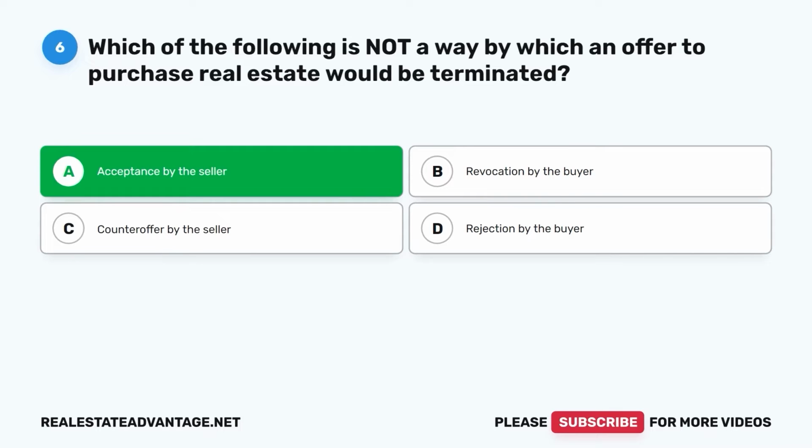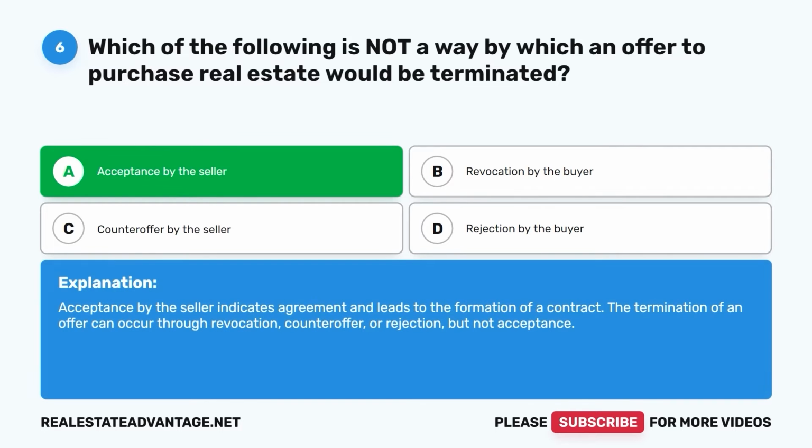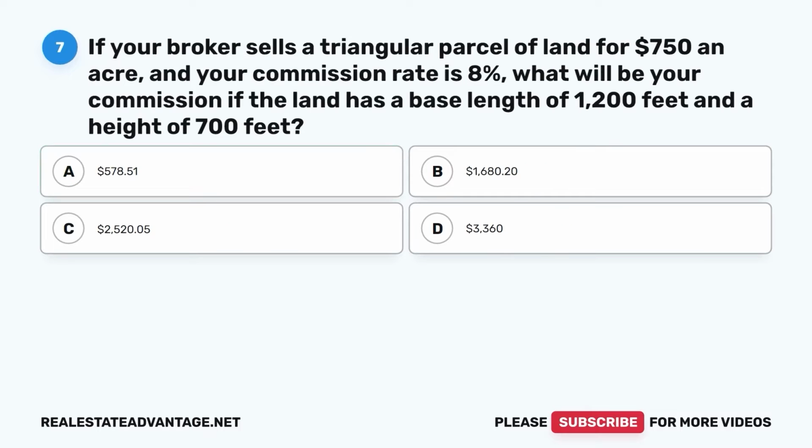The correct answer is A. Acceptance by the seller. Acceptance by the seller indicates agreement and leads to the formation of a contract. The termination of an offer can occur through revocation, counteroffer, or rejection, but not acceptance.